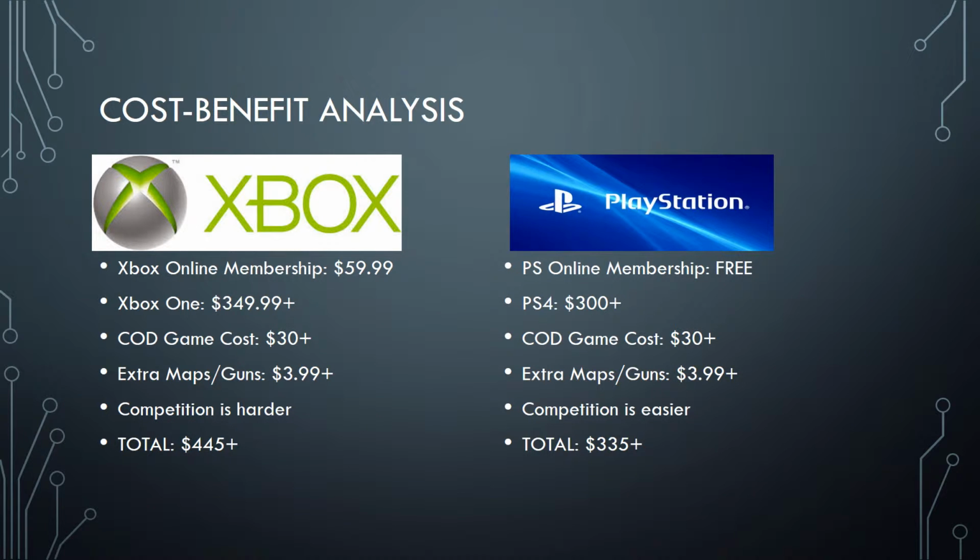Using cost-benefit analysis can help a consumer decide whether or not it is worth it to pay for Xbox and all of its accessories. An Xbox Gold 1-year membership costs $59.99. An Xbox One itself costs about $350. The Call of Duty game costs at least $30 depending on how new the game is. Extra maps and guns can cost $4 or more, which brings it to a total of $445.